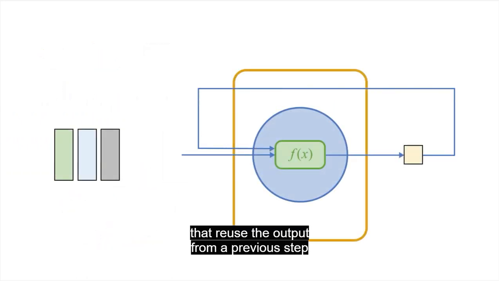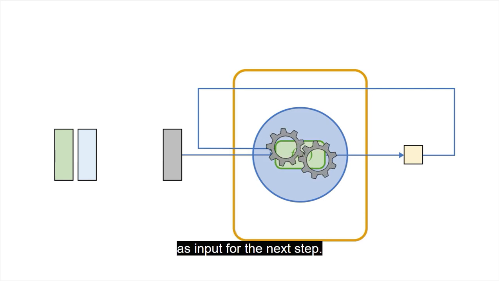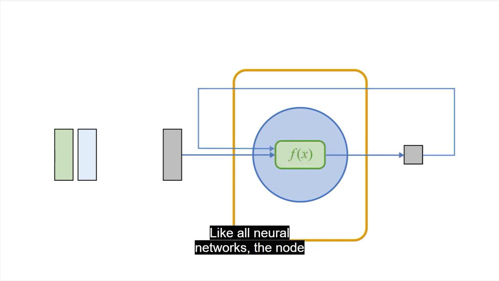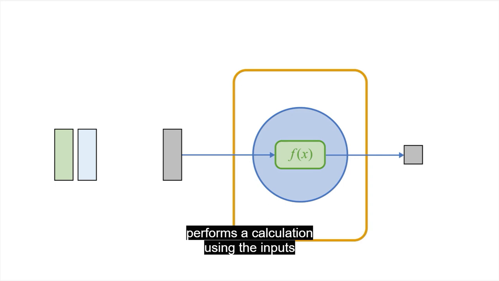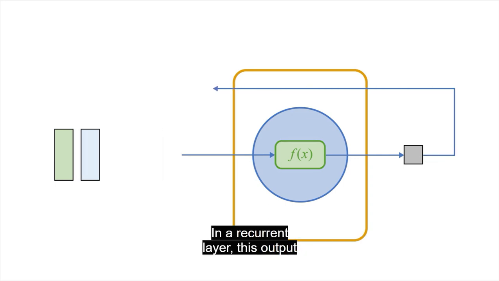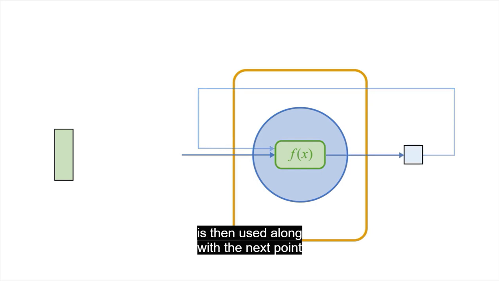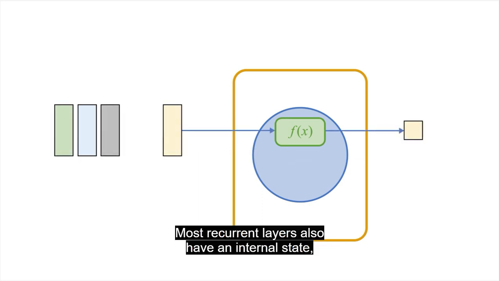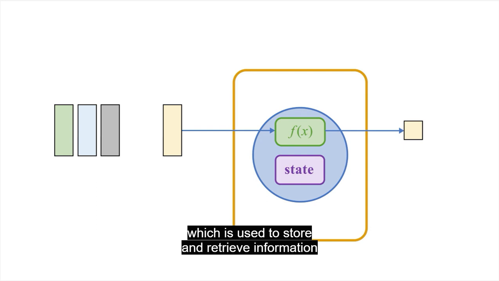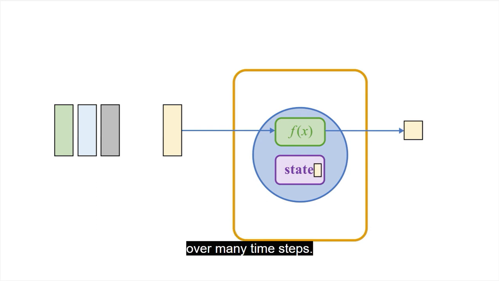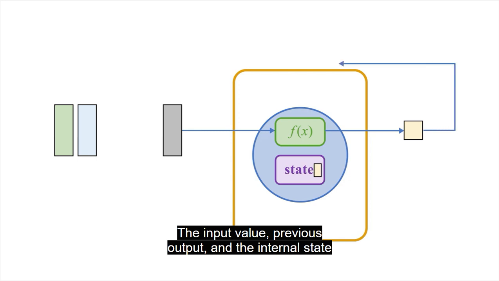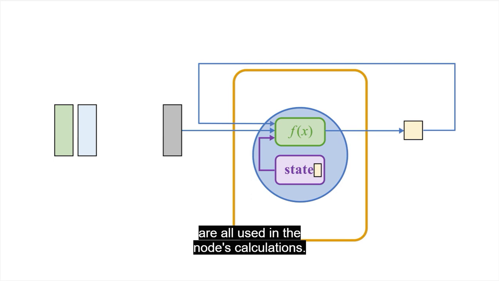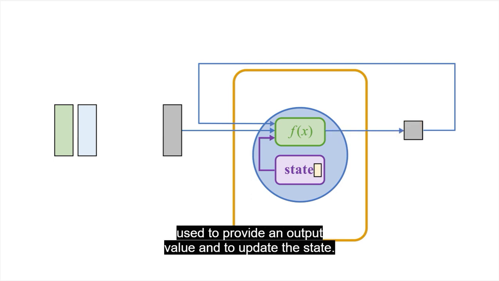Recurrent networks contain layers that reuse the output from a previous step as input for the next step. Like all neural networks, the node performs a calculation using the inputs and returns an output value. In a recurrent layer, this output is then used along with the next point as the inputs for the next step. Most recurrent layers also have an internal state, which is used to store and retrieve information over many time steps. The input value, previous output, and the internal state are all used in the node's calculations. The results of the calculations are used to provide an output value and to update the state.